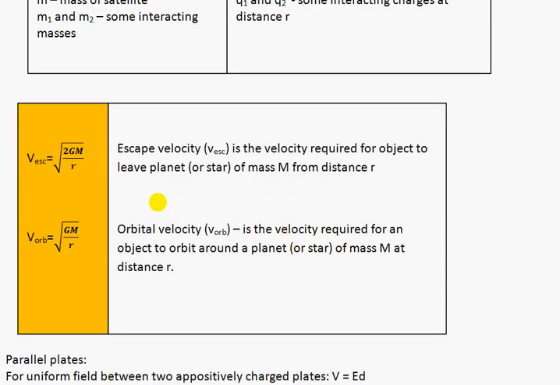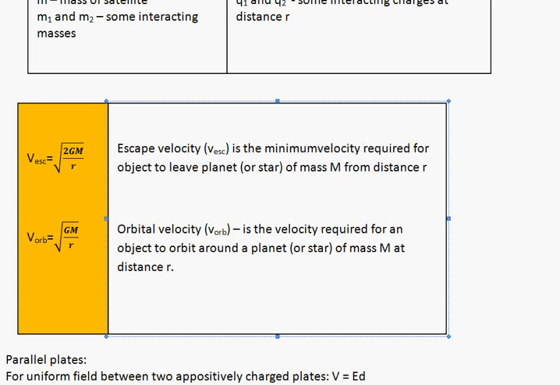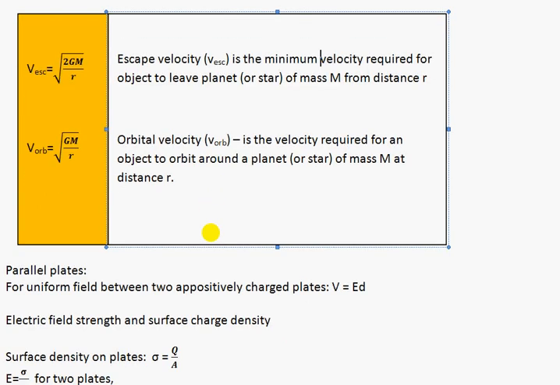If you have a planet or star with mass m, to leave this planet you should have minimum escape velocity. It is the minimum velocity required for an object to leave the planet or star. If you want an object to orbit this planet or star, then it should have this velocity at distance r.